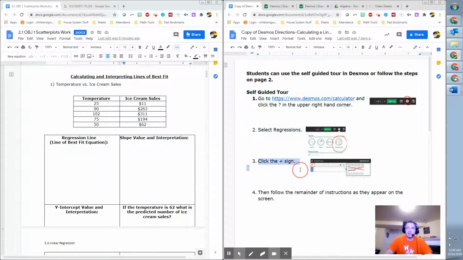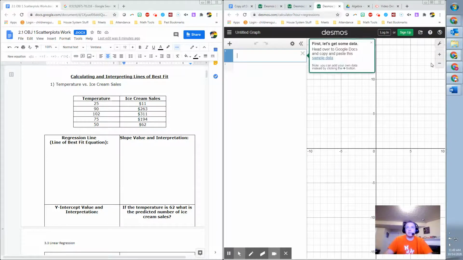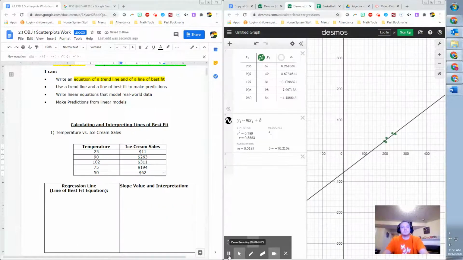It says to click on the plus sign, but I was able to get it to work without that. So let's try it again. We're going to do help, regressions. All right, first let's get some data. It says head over to Google Docs, copy and paste this. Like you can copy. All right, so I figured out why it wasn't working for me.